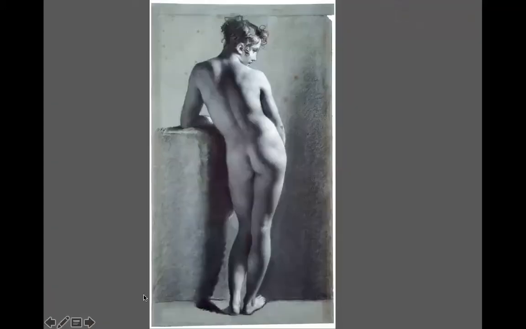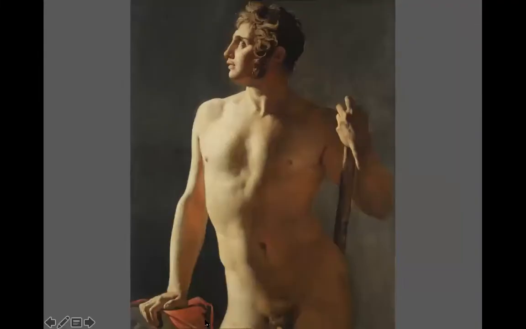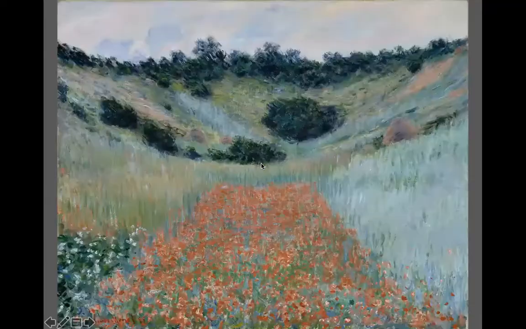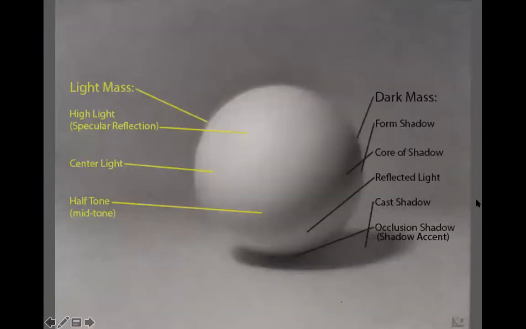So just to look at another image that we looked at today, right here, this line dividing light from shadow is what's referred to as the terminator or the shadow edge. Now that we're looking at this image again, we can see the core of the shadow on this painting, that slightly darker edge of shadow, the reflected light in here, right? The light mass, highlights.